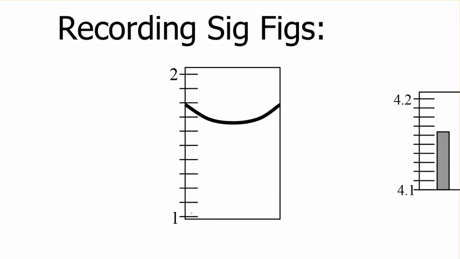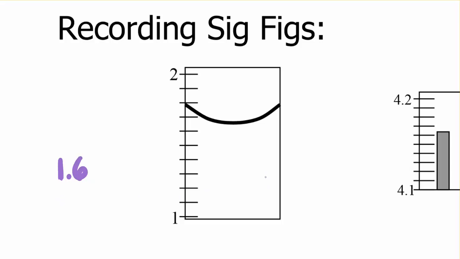Okay, so let's go write some digits down. I know for sure that it falls between 1 and 2, so I'll start by writing a 1. And then I know for sure that the meniscus falls between these two lines. So let's see what those are. Point 1, 2, 3, 5. It's between the 6 and the 7, so I'm going to write 6 for the next one.